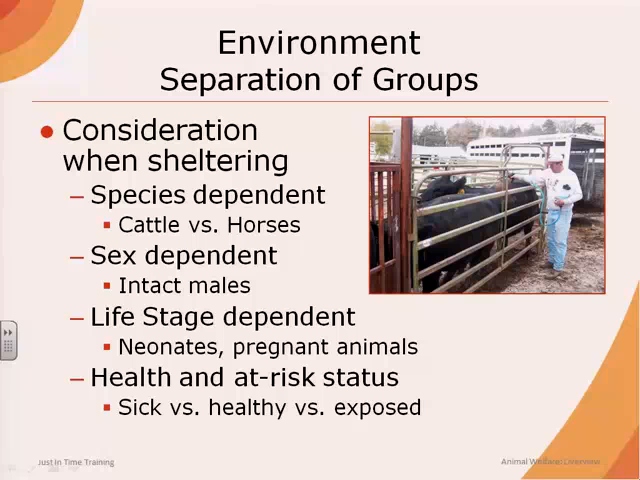Neonates need to be housed with their mothers for most species, such as beef cattle. Likewise, pregnant animals will need special housing and grouping. Finally, grouping by health status is vital to maintain herd health status. Sick animals should be kept away from healthy ones, and exposed animals need to be completely separated from both sick and healthy animals.